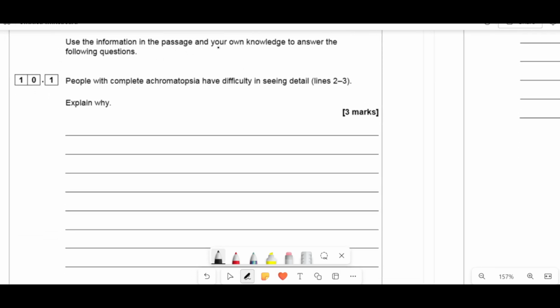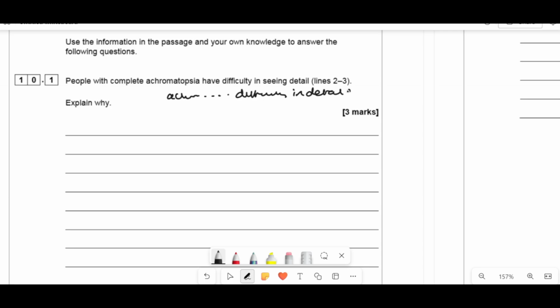Use the information in the passage and your own knowledge to answer the following questions. So it's all about establishing what the question and the facts have told you and then explaining it. It says here, people with complete achromatopsia have difficulty seeing in detail. So explain why. So achromatopsia, blah, blah, blah, difficulty seeing in detail.